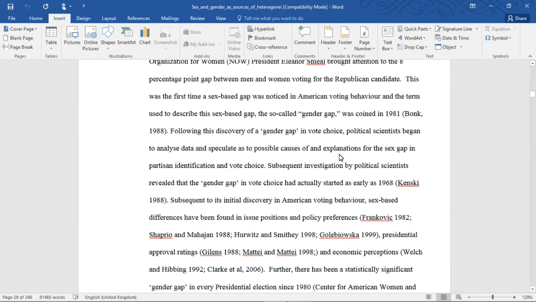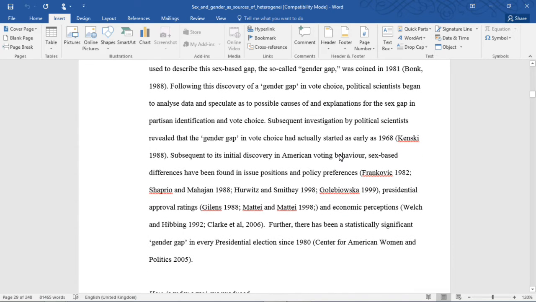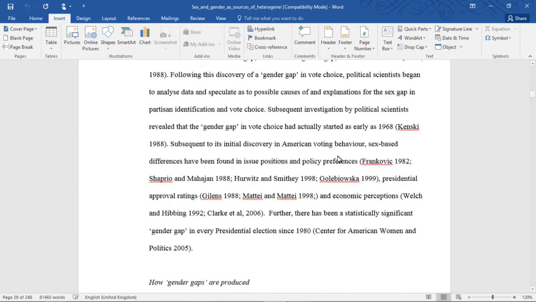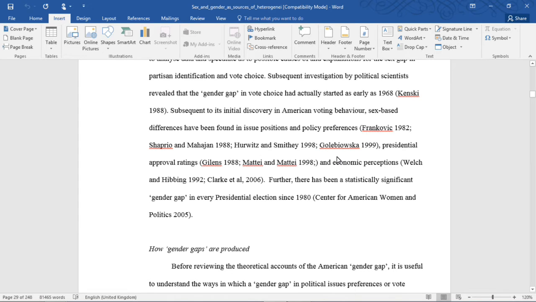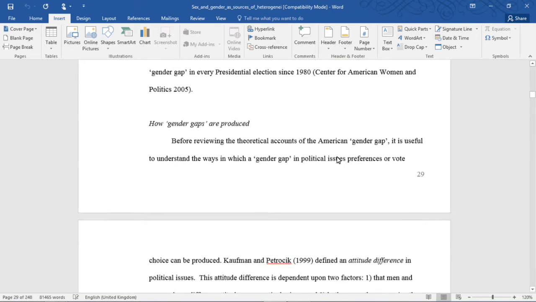Following this discovery of a gender gap in vote choice, political scientists began to analyze data and speculate as to the possible causes of and explanations for the sex gap in partisan identification and vote choice. Subsequent investigations by political scientists revealed that the gender gap in vote choice had actually started as early as 1968. Subsequent to its initial discovery in American vote choice behavior, sex-based differences have been found in issue positions and policy preferences, presidential approval ratings, and economic perceptions. Further, there has been a statistically significant gender gap in every presidential election since 1980.